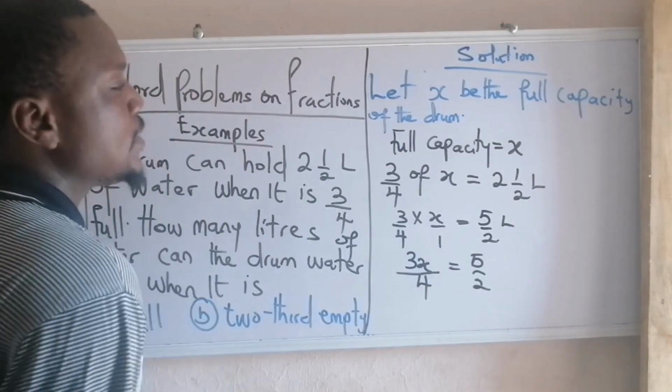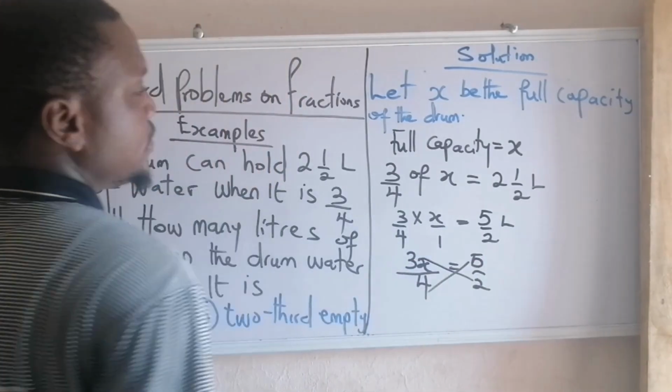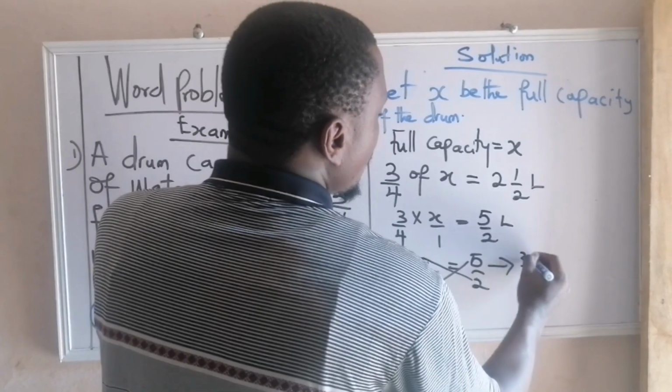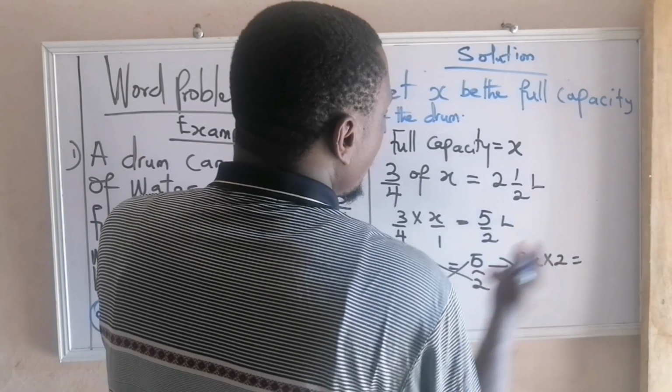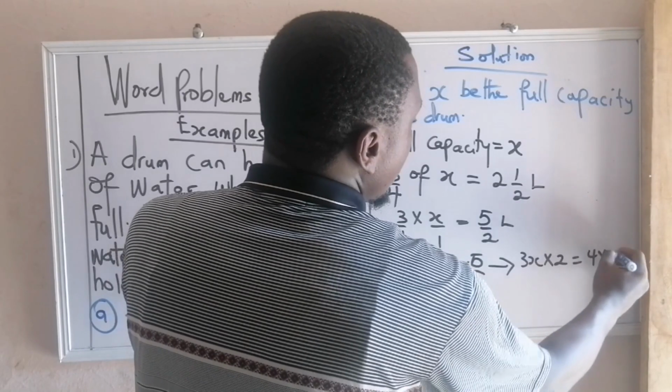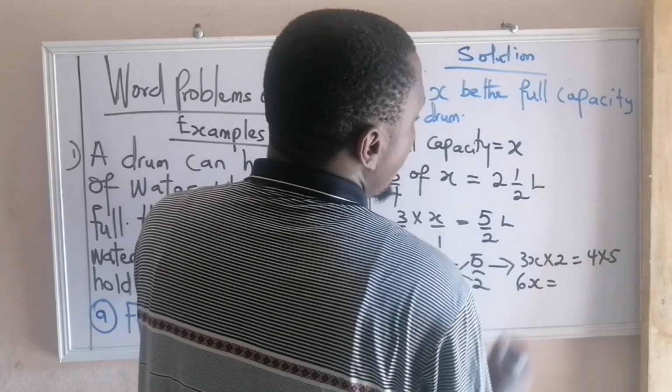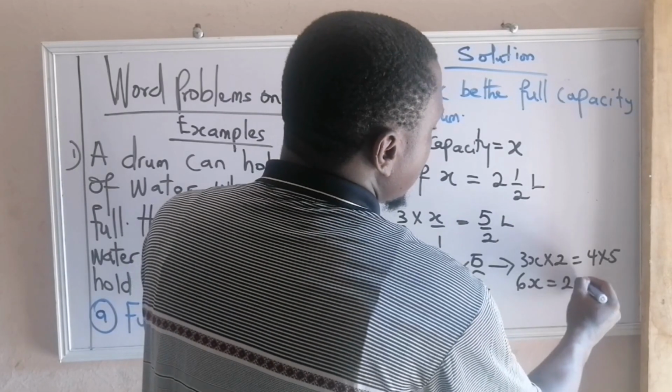So what's the next thing? The next thing is that we want to cross multiply. When we cross multiply, this will lead us to 3x times 2 equals 4 times 5. What is 3x times 2? 3x times 2 is 6x. What is 4 times 5? 4 times 5 is 20.